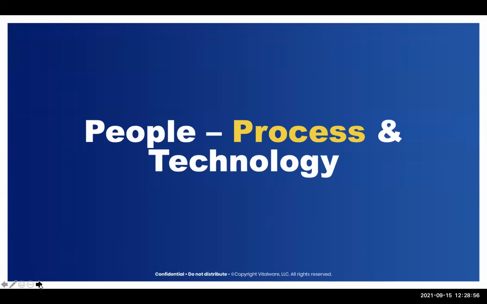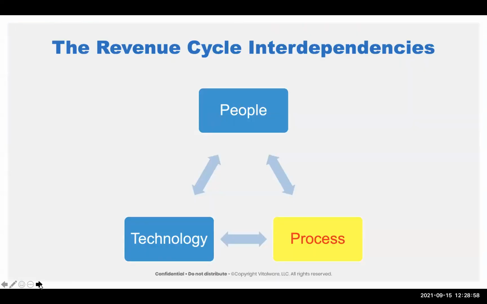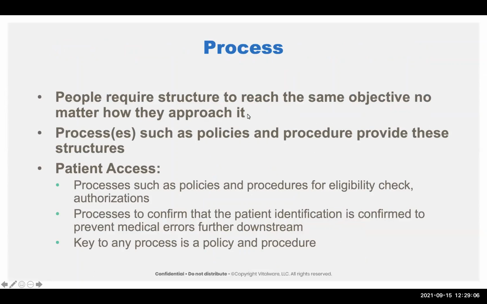So I've done the people. We're going to move on to the processes now. If the people link is strong, then I can move on to processes that involve the people. People require structure to reach the same objective, no matter how it's approached. If you just say to somebody, enter your charges, and you don't give them specific instructions of what needs to be entered, when and how, you're going to get disparate outcomes. So processes such as policies and procedures provide these structures.